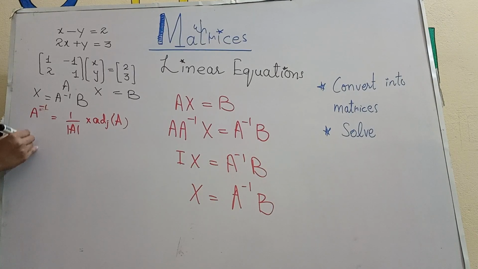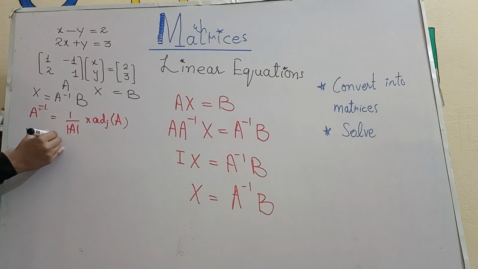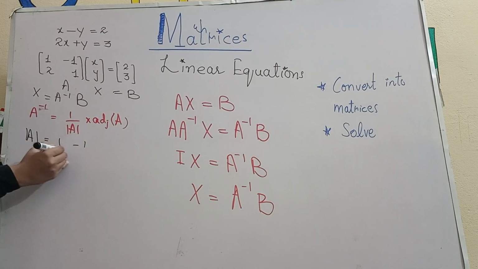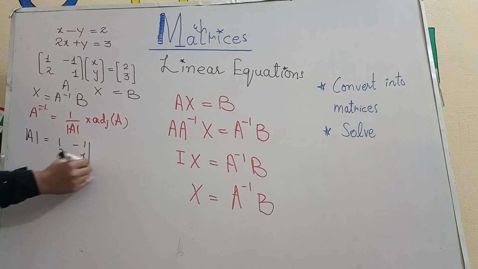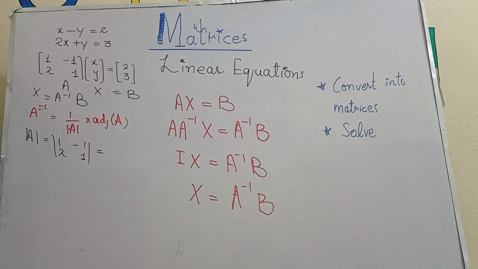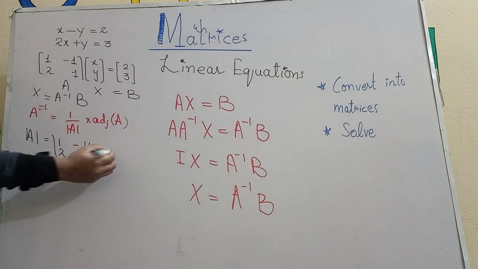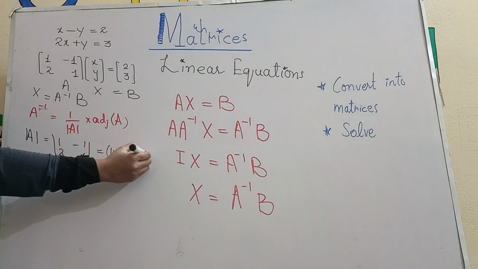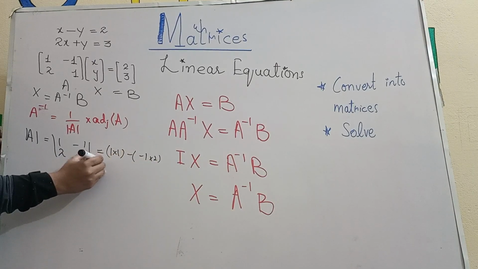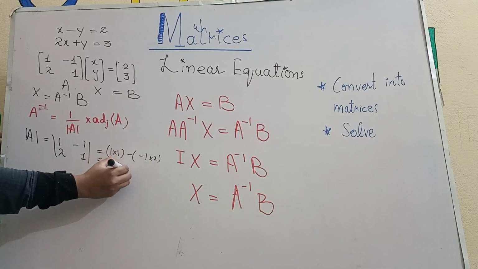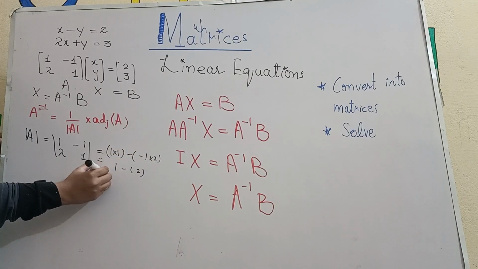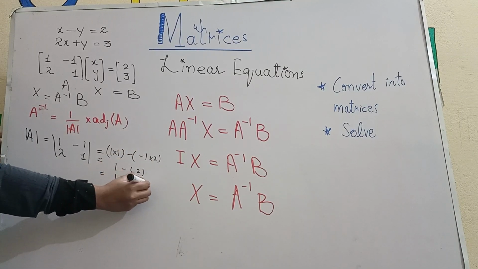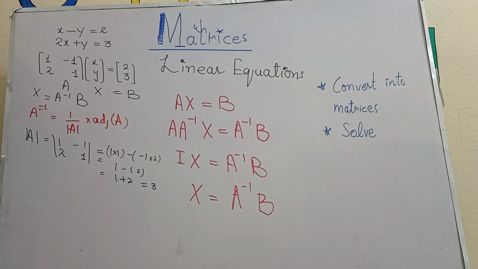For the determinant of a matrix, first we have to write the elements of the matrix between the bars, and then we apply the formula: the multiplication of this diagonal, that is 1 into 1, and then subtracting the other diagonal, minus 1 multiplied by 2. So it becomes 1 into 1, 1, minus 2. So it becomes 1 plus 2, which equals 3. So we have calculated the determinant of our matrix, that is 3.